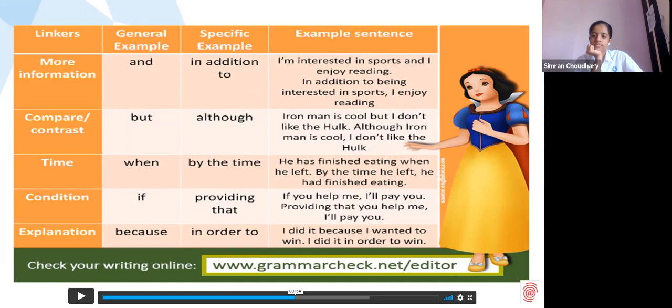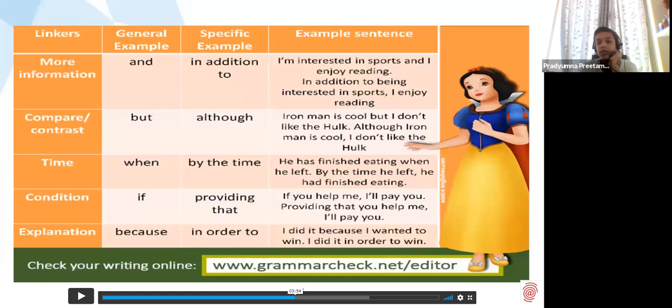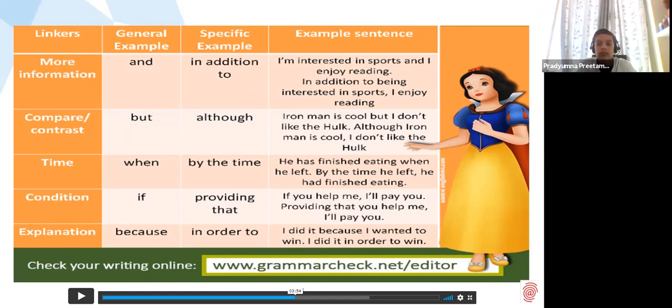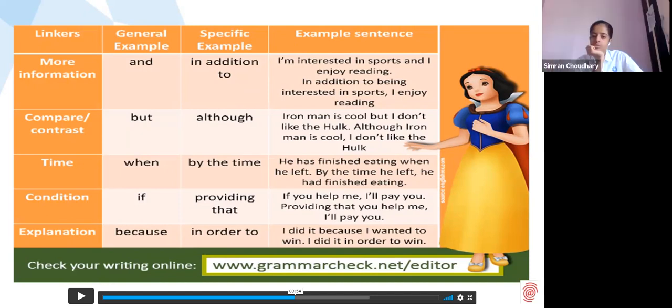Read the next sentence, Pradyumna. I did it in order to win. So now instead of "because", which linker are we using, children? In order to. Right. And if you see the second sentence, it is giving an explanation only. Both the sentences are giving explanation. Whatever action has been done, an explanation has been given to that particular action.